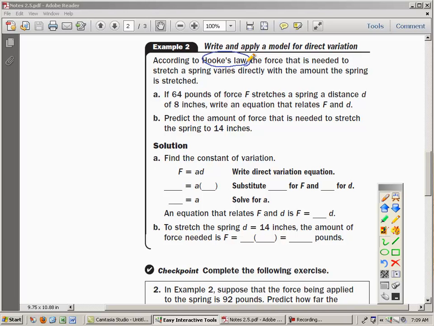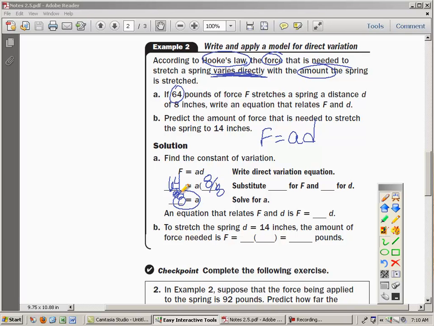So let's deal first with part A. Because it talks about varies directly, we know that the force varies directly with the amount of spring stretch, which they use as D, being the distance or the length of the spring. So we've written our direct variation equation. Now let's plug in the information that we have. We have 64 pounds of force. We don't know our constant of variation, but we do know the length of the spring is 8 inches. Divide both sides by 8.